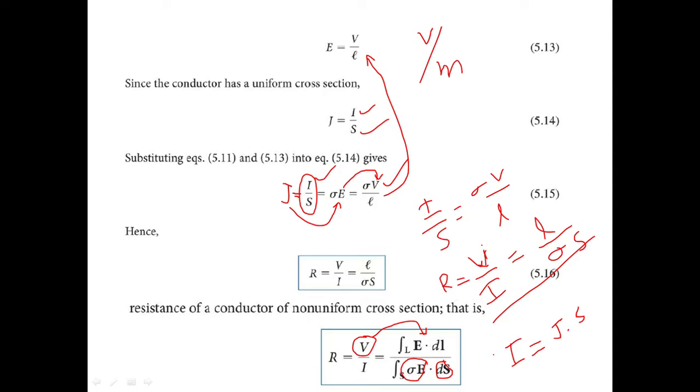So if we have differential current dI and dS, to eliminate differentiation, I have to integrate. So this will be I is equal to the integral of J dot dS. So what is J? It is sigma E from Ohm's law, and dS will be written as it is. So that is what is written here. I hope you have understood. So we'll go to the next slide.